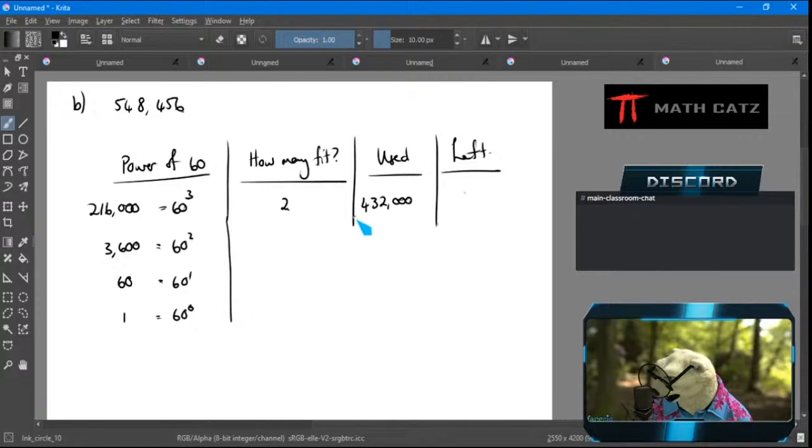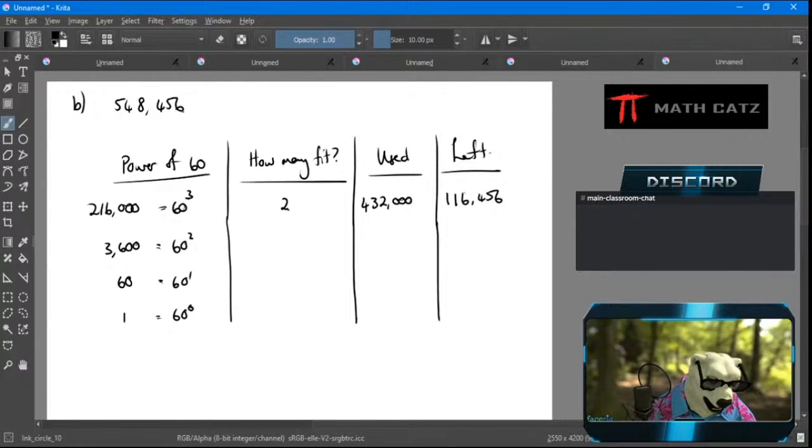Sometimes the arithmetic is easy. Sometimes I need a calculator maybe to be 100% confident. It's totally up to you. Then how much is left? Maybe you want to do it in your head and then verify it with a calculator. That's up to you. 116,456.